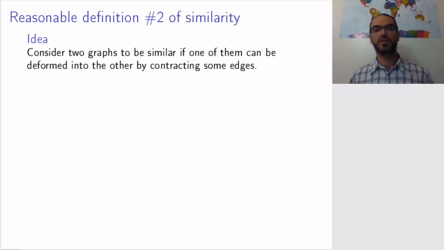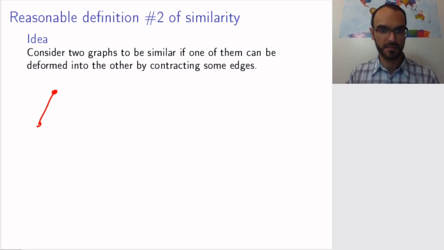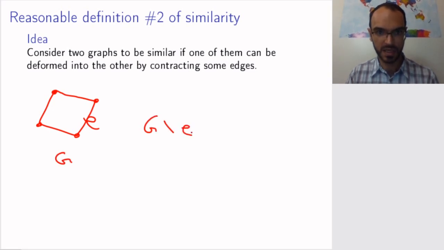The second way to define what we mean by similar will rely on contractions. So in this different way to view things, we will consider two graphs similar if you can deform one of them to the other by contracting some edges. So for example, if we have this graph, well, if I contract this edge, so if this edge is E and this graph is G, I look at G contraction E. Remember, this means that I delete E and glue together the end vertices, so it looks like that.